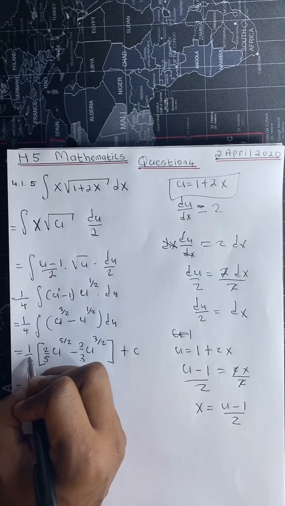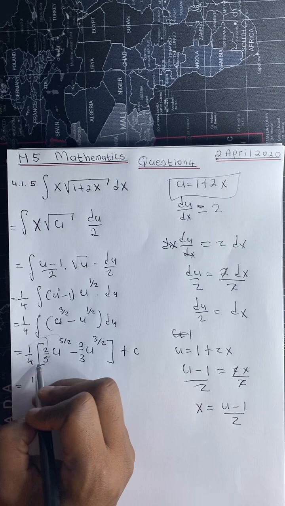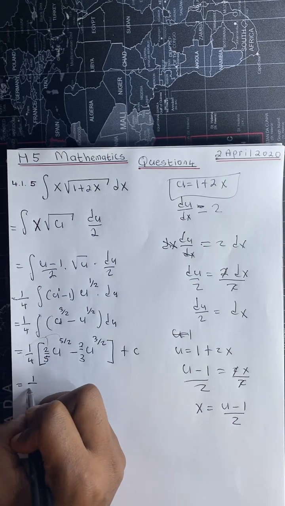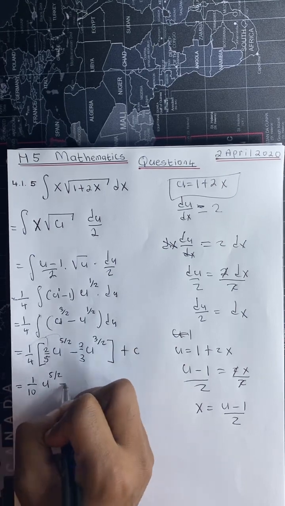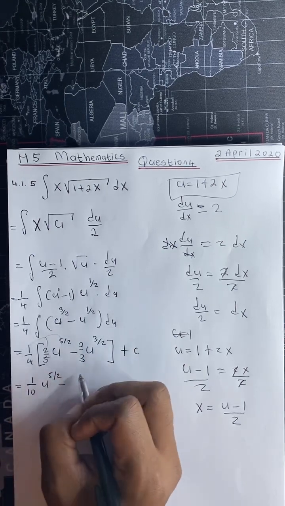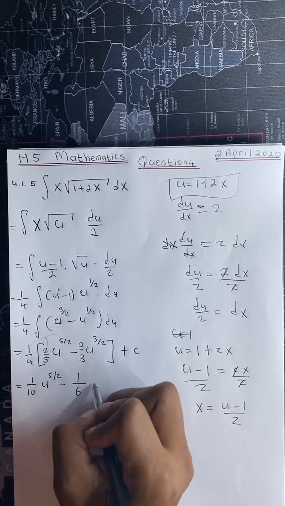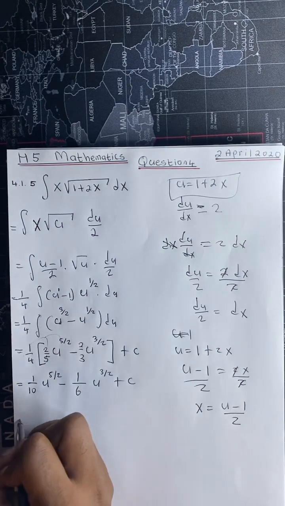So we distribute this 1 over 4 inside the parentheses. So this 1 over 4 multiplied by the 2 over 5 will be equals to 1 over 10 u to the power 5 over 2, minus 1 over 4 multiplied by that will be equals to 1 over 6 u to the power 3 over 2 plus c.